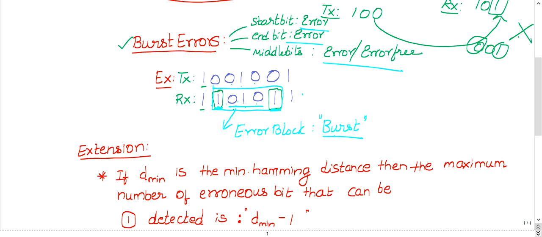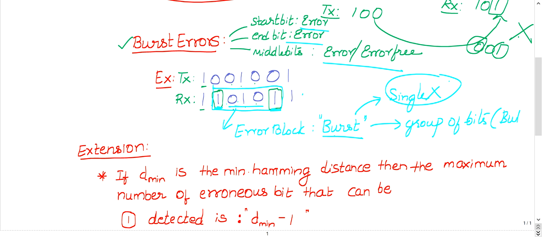Now you might have understood that a burst doesn't involve any single bit. Single bits are not possible because it should contain at least a start bit, an end bit, and middle bits. So burst is nothing but a group of bits. Burst means group, bulk. Some people call it bulk errors also. So a group of bits having error.